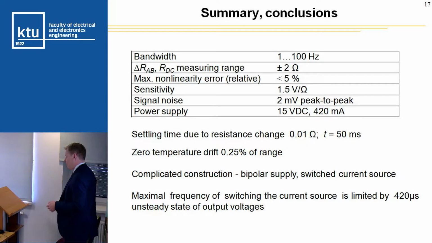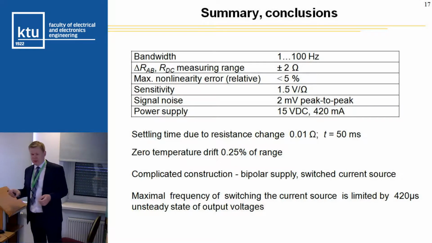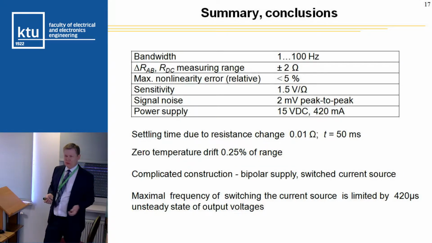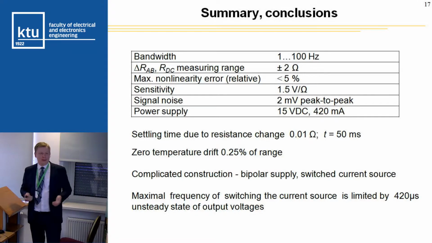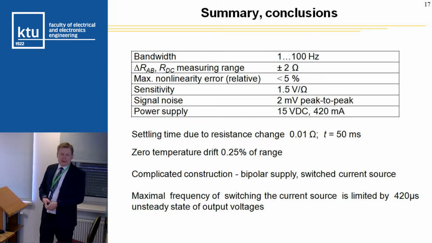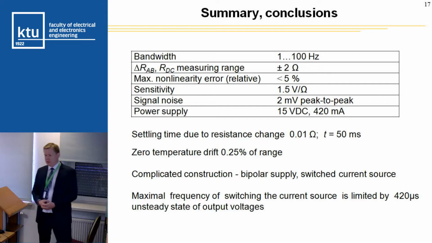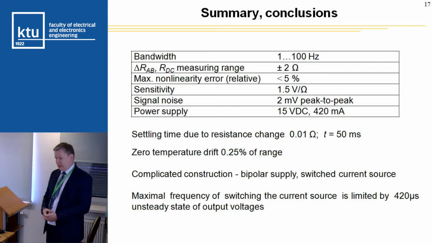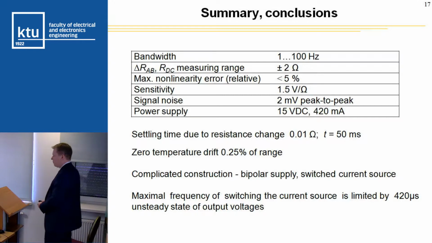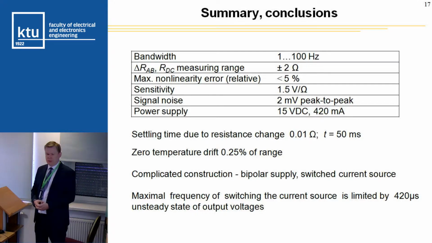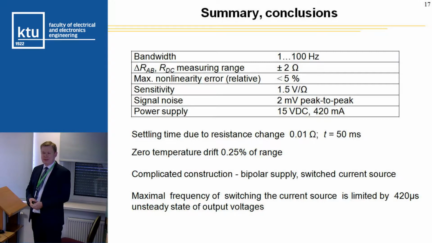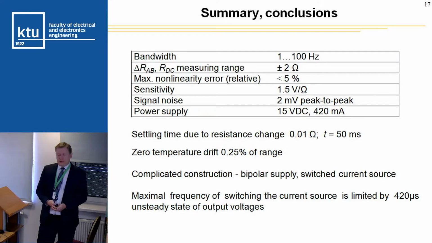Not every current source is useful to this project because of its dynamic parameters. And this maximal frequency of switching is limited by unsteady state of output voltages, and of course using DC current source or DC voltage source, probably the circuit is much easier, but the results also. Thank you for attention.